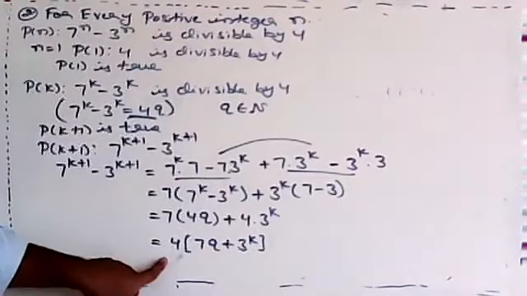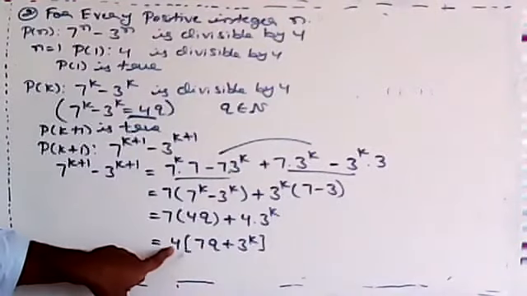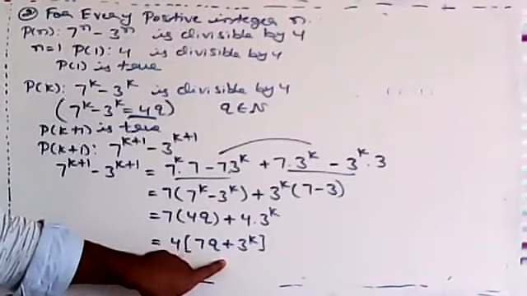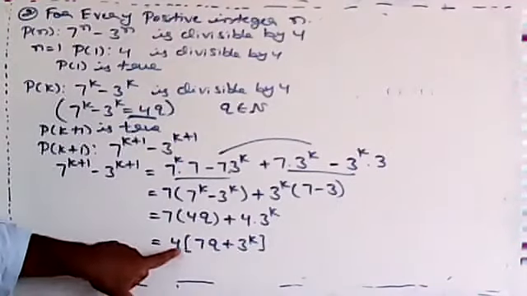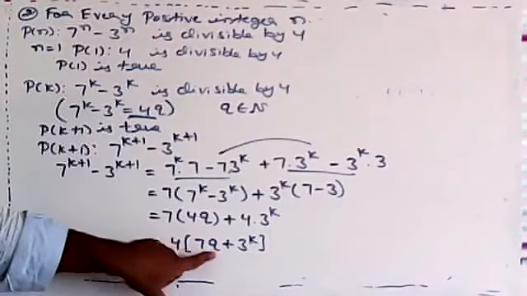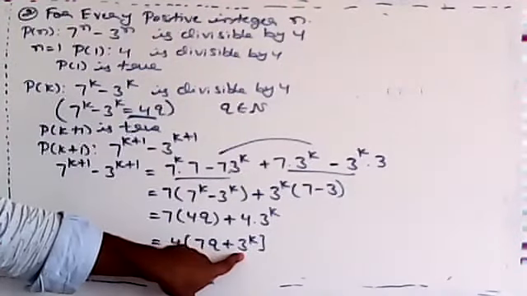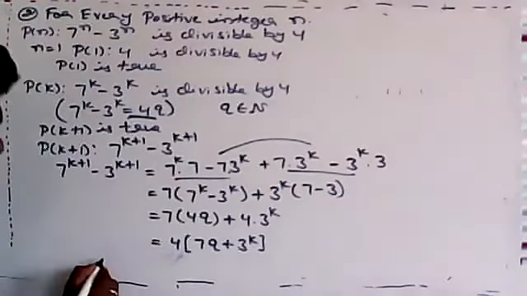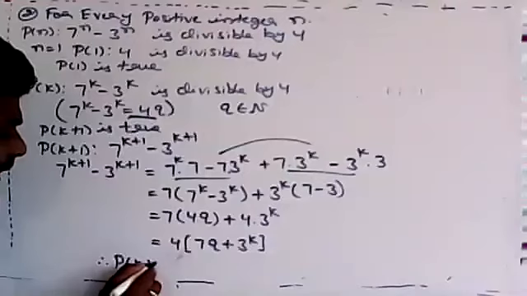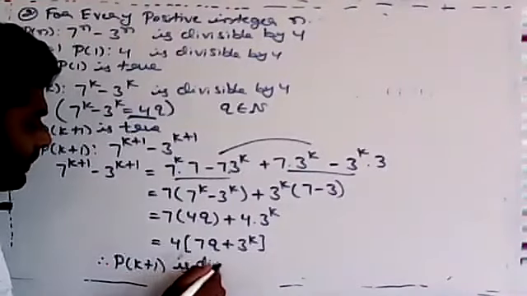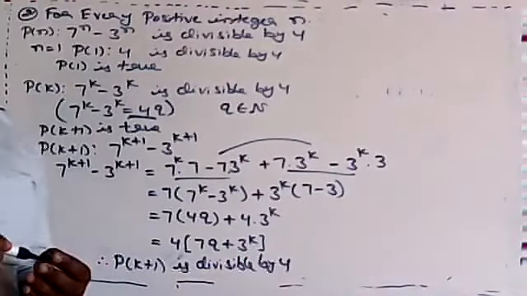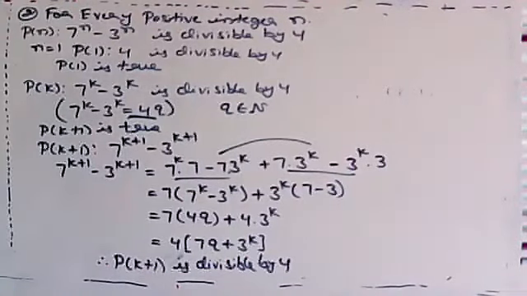See here, we'll get some other term, 4 times of some number. It means it is also divisible by 4. Clear or not? So here I am taking 4 common, 7q plus 3 to the power of k remaining. It means it is also divisible by 4. Therefore, p of k plus 1 is divisible by 4. Clear? Any doubt on this one problem?